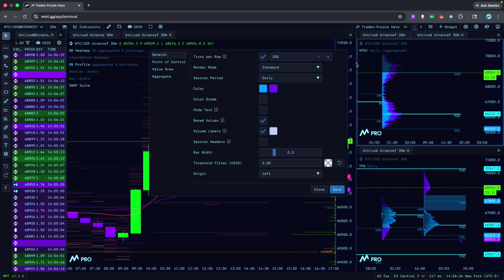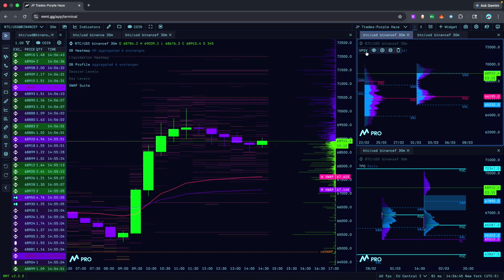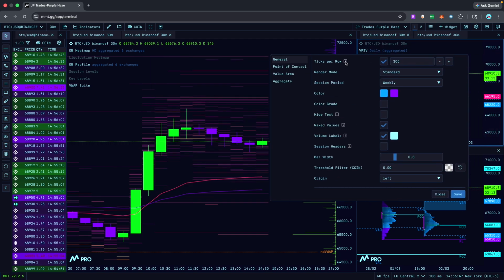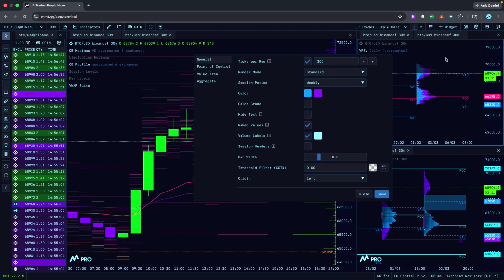For the session volume profiles, I use the standard render mode, and I choose the daily session period for the daily tab, and I also have a tab here for the weekly period. The tick size is set to 200 on the daily profile and 300 for the weekly profiles.